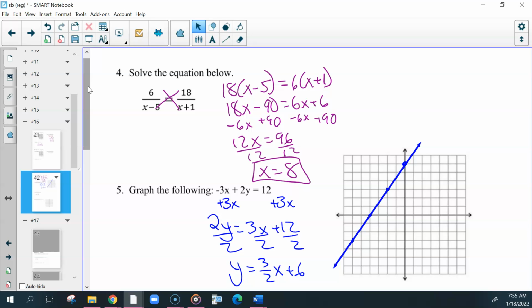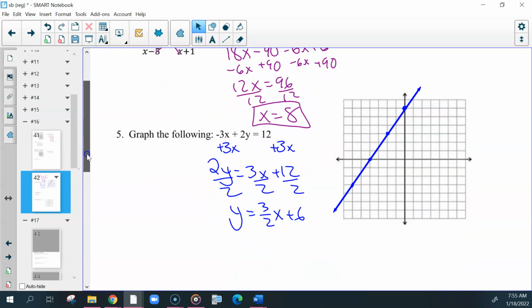Number 5, you needed to graph this, but you needed to solve it first, get it in slope-intercept form. Add 3x on both sides, divide everything by 2, and you get y equals 3 over 2x plus 6. After you get that equation, you can graph it.